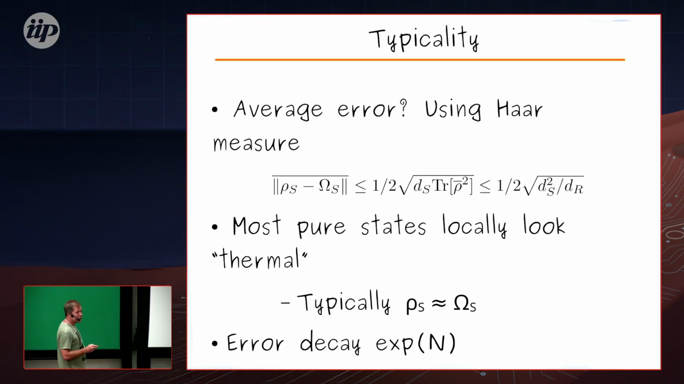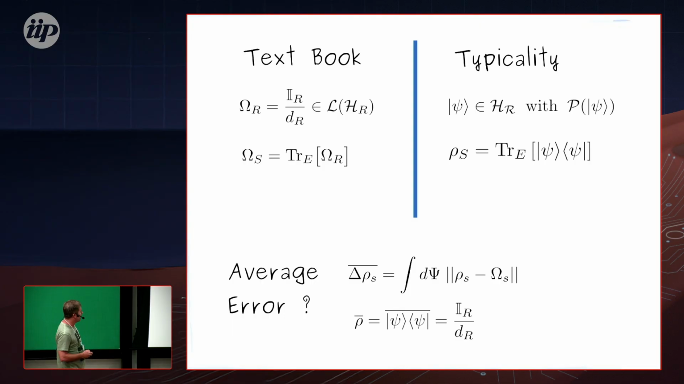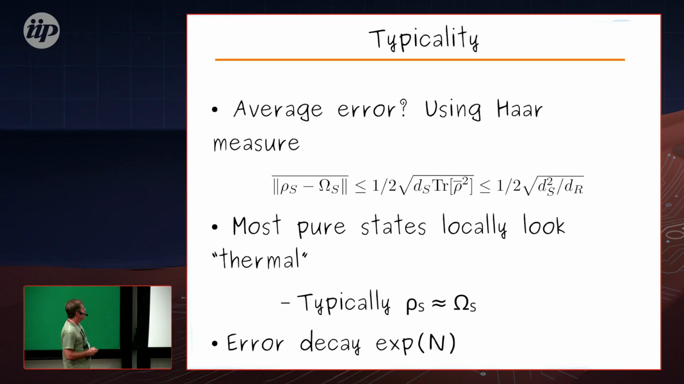Here is your average state. I'm picking this psi here, I can average over it, and I still get the identity. I can show that this is given by this, and that the upper bound is the Hilbert space dimension of your subsystem divided by the Hilbert space dimension of the rest, or the total system. Usually the first system is smaller than the rest, which is the usual setting in thermodynamics or statistical mechanics. You're going to show that this is exponentially small, so most pure states locally look like thermal.